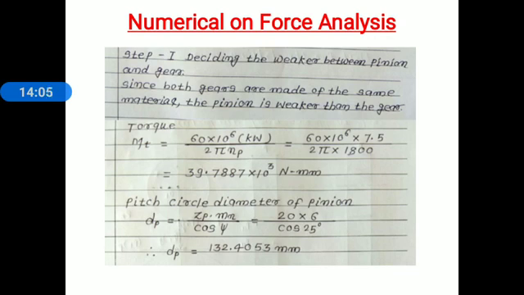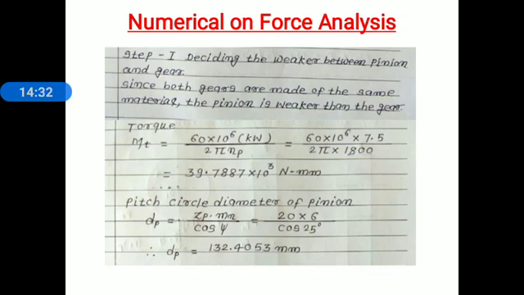Because pinion is weaker, that's why we use all the parameters of pinion here when we solve the problem. Now, power is 7.5 kilowatt, that is 7.5 times 10 to the power 6 divided by 2 pi into speed, 1800 rpm. Simplify this and we get a torque of 39.7887 into 10 to the power 3 Newton millimeter.